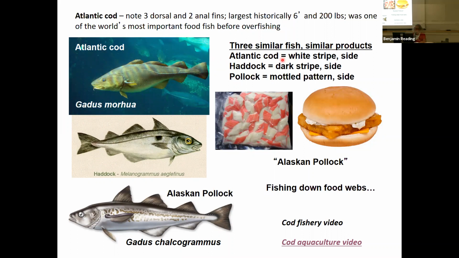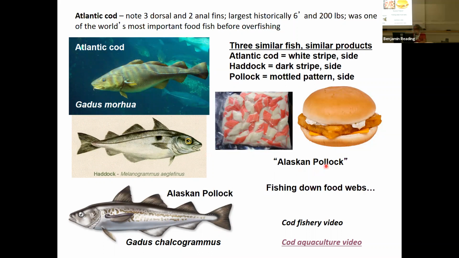3 similar fish species. Now the cod has this white stripe down the side. The haddock has a black stripe down the side. And then the pollock has sort of this mottled brownish gray pattern on the side. And so that's the difference between these fishes: white stripe, black stripe, and not really a stripe, more just kind of blobs of pattern.